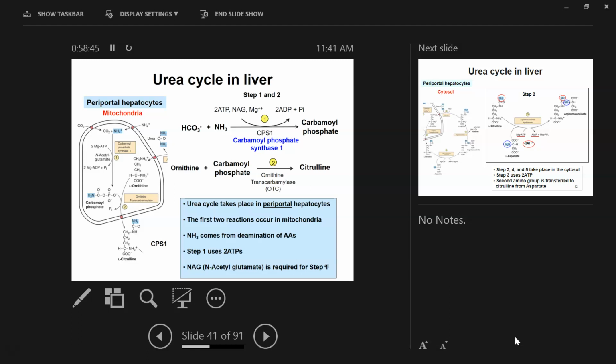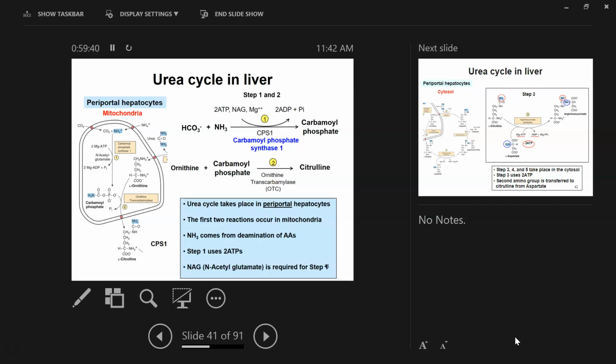This reaction requires an enzyme called carbamoyl phosphate synthase, CPS1. CPS1 is the enzyme whose activity requires NAG, and magnesium is also required for the enzyme activity. NAG is N-acetylglutamate, right? So this compound is required for the activity of CPS1 in the first step of the urea cycle for generating carbamoyl phosphate. So carbamoyl phosphate is generated from one molecule of ammonium and bicarbonate, right?